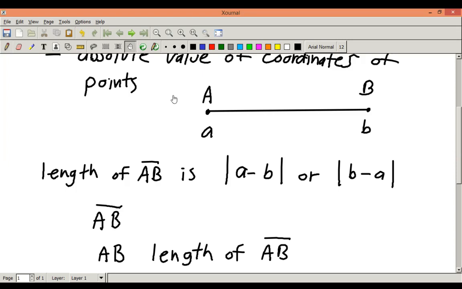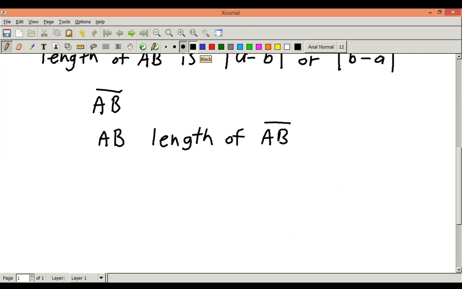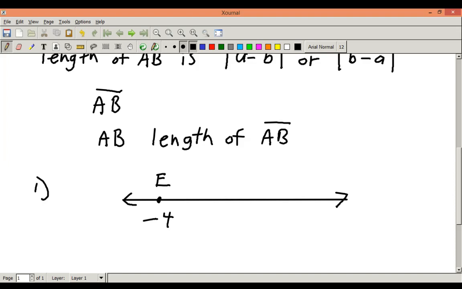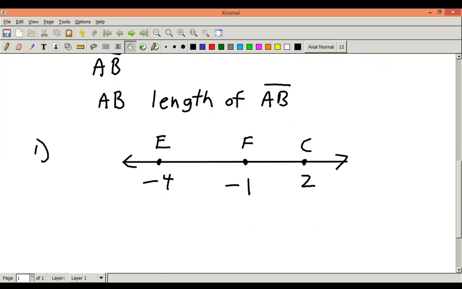Okay, so let me put some numbers with that. Let's say that we have a number line, and we got some points on that number line. And let's say that point E right here is at -4. And point F, moving towards 0, is at -1, and then maybe C is at 2. I'm not going to fill all the numbers in. It's not important. So let's say that I want to calculate EF. How long is segment EF?